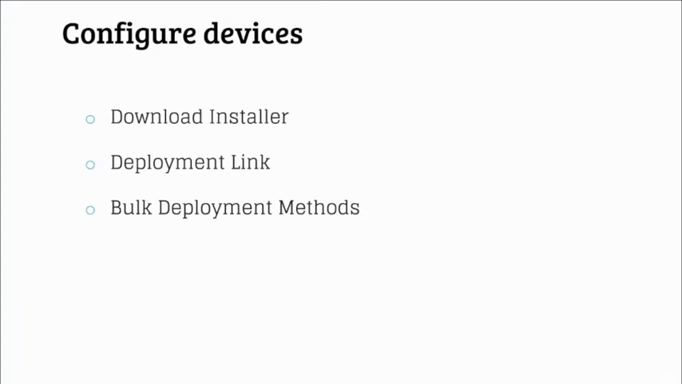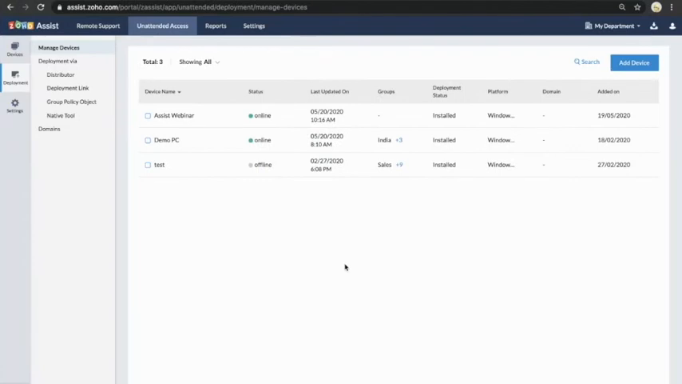We have 3 different methods through which you can configure a larger number of computers for unattended access. Let me show them one by one. To configure multiple computers for unattended access under deployment, we have a few options here, starting from distributor. You have Windows Group Policy and our native tool to deploy the unattended agent.